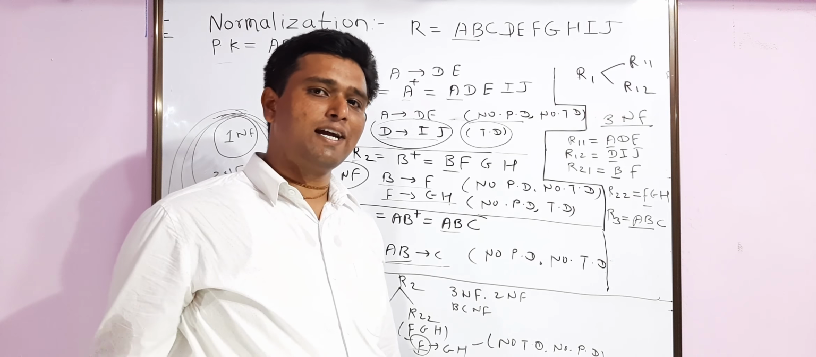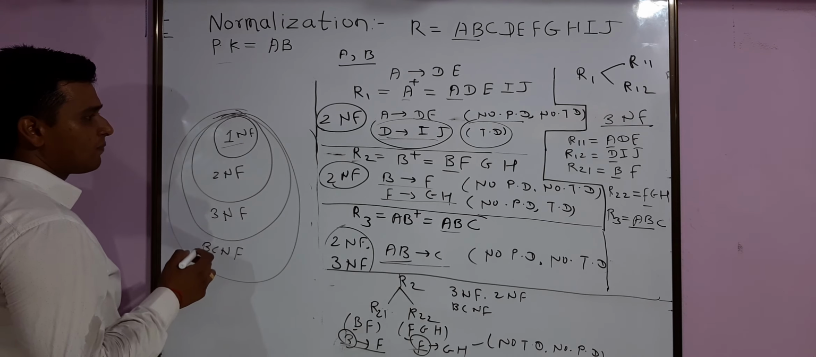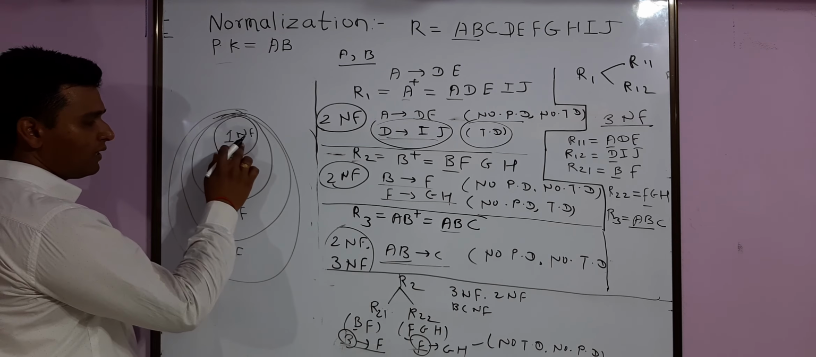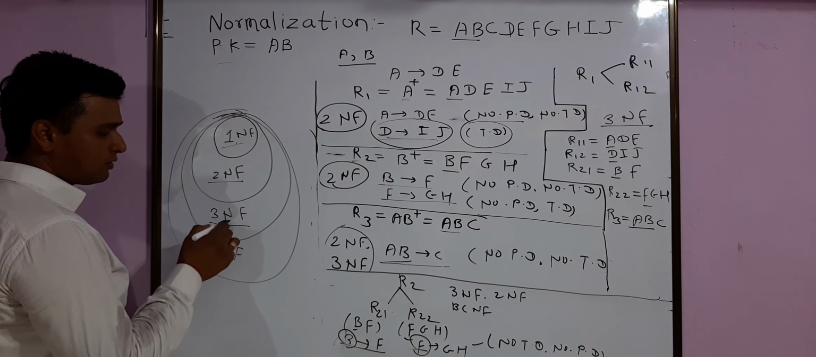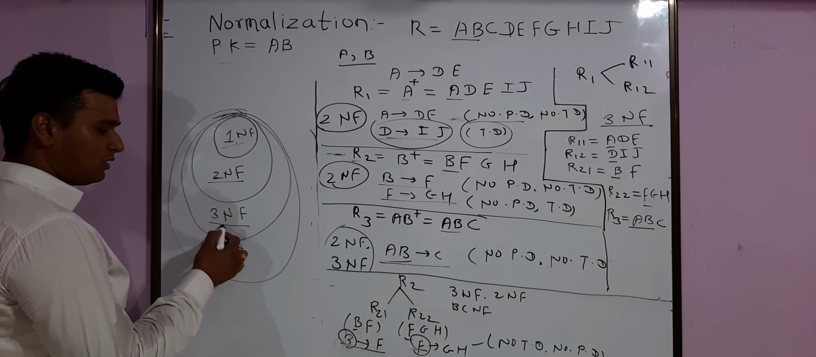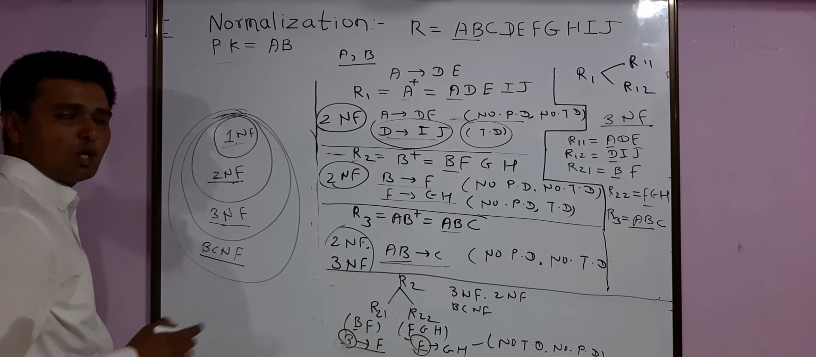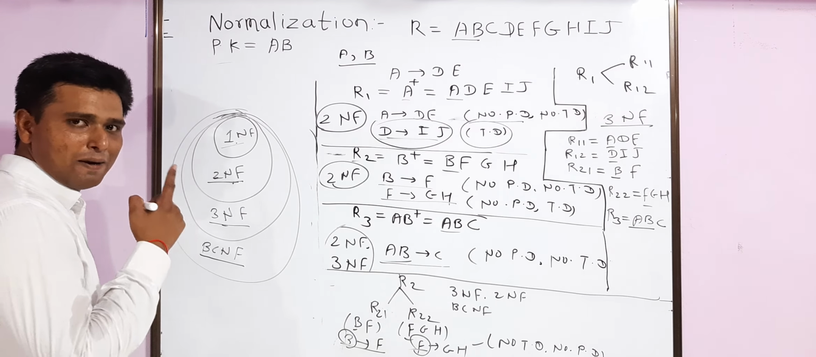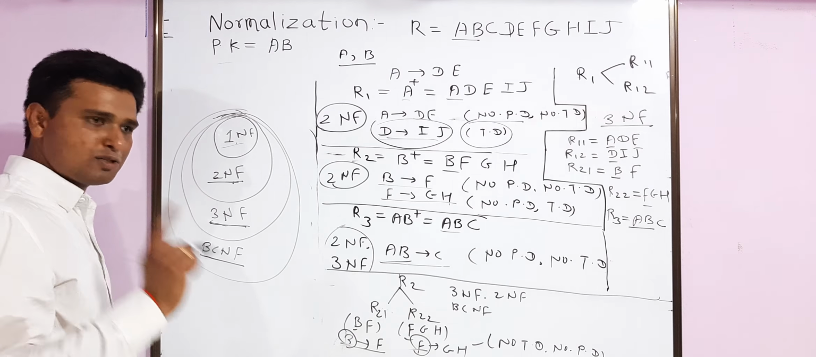Now for your understanding, just look at this diagram. If a relation is in 1NF, okay. If it is in 2NF, it must be in 1NF. If a relation or table is in 3NF, it should be in 2NF as well as in 1NF. If a relation is in BCNF, it should be in 3NF as well as 2NF and 1NF. Again, I am repeating. 2NF means what? It should be free from partial dependency. 3NF means what? It should be free from transitive functional dependency.